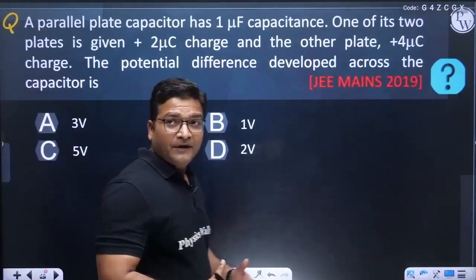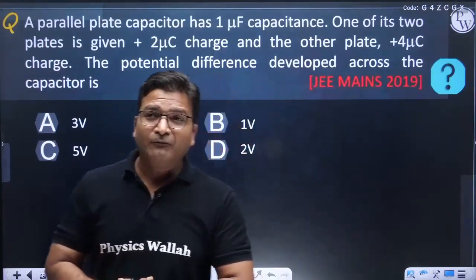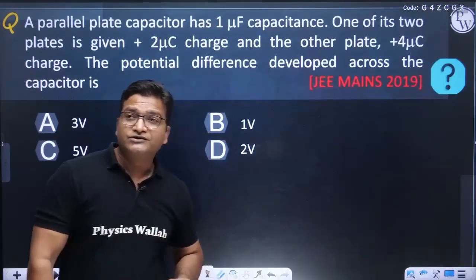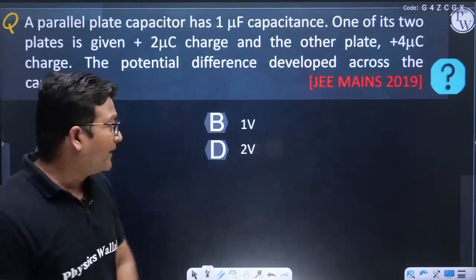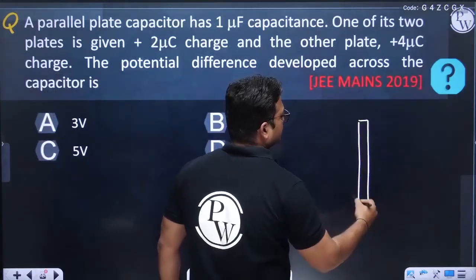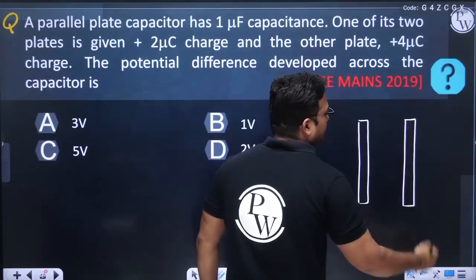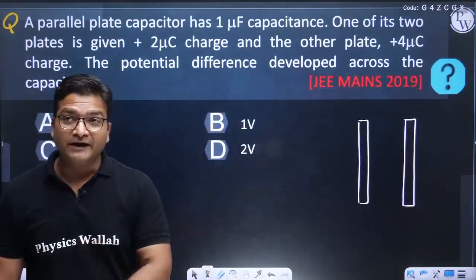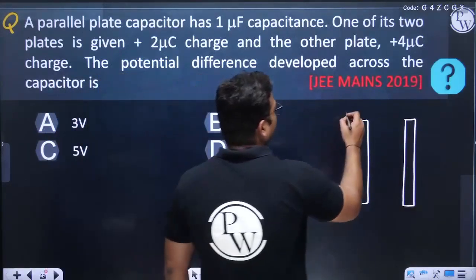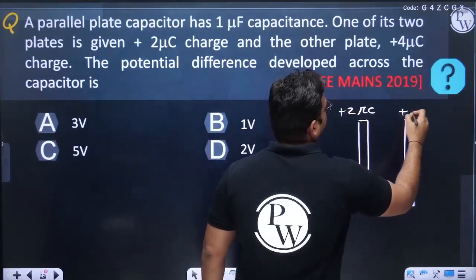Here they say a parallel plate capacitor has 1 microfarad capacitance. One plate is given a 2 microcoulomb charge and the other plate 4 microcoulomb charge. That's a very good question. We are giving unequal magnitude of charge on the two plates. One is given 2 microcoulomb positive, the other is given positive 4 microcoulomb.